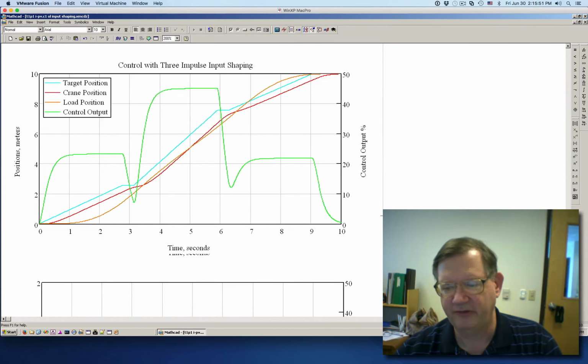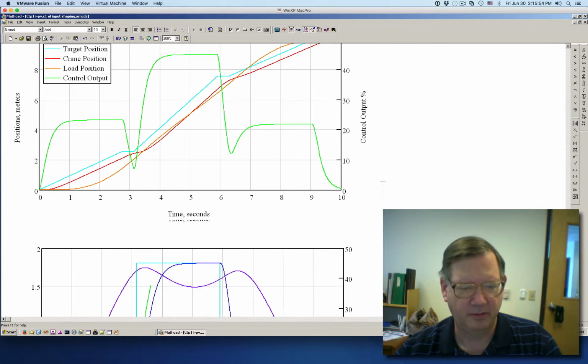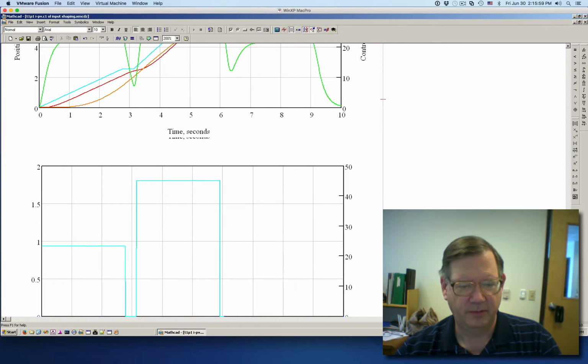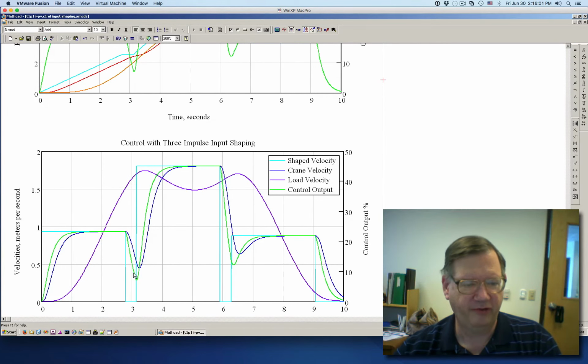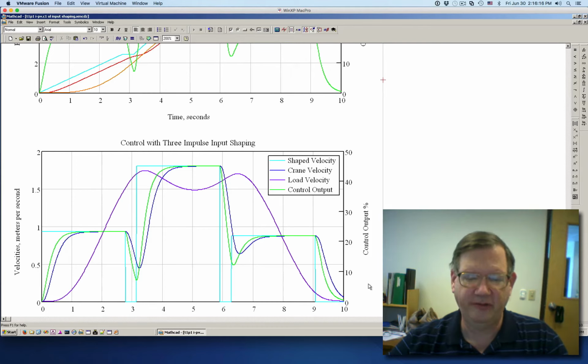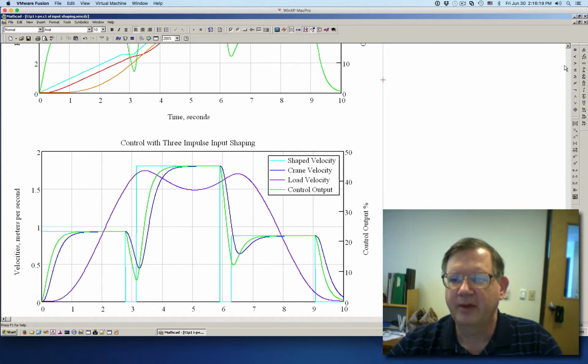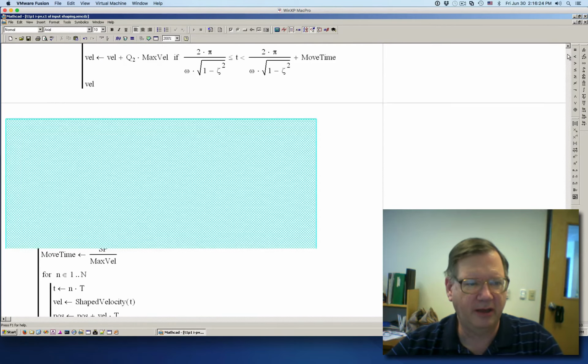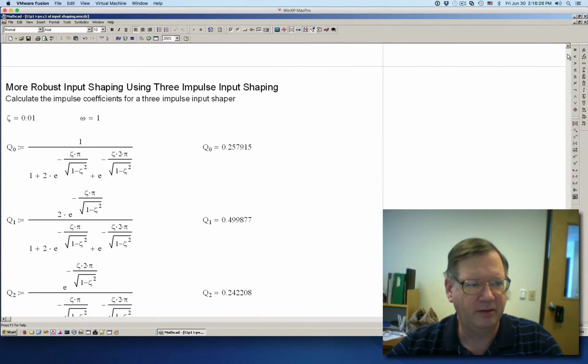And let's look at the velocity. It's easy to see the 3 impulses: 1, 2, 3. And you can see this is the load velocity, and it gets down to 0. I should have probably extended the graph out a little bit more so you can see that it doesn't oscillate at the end. But it doesn't. So what I'm going to do now is change the distance that it's moving.